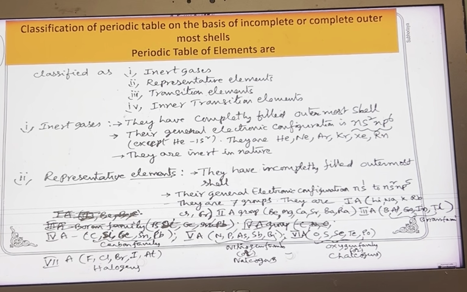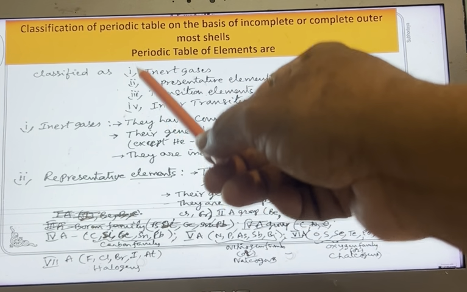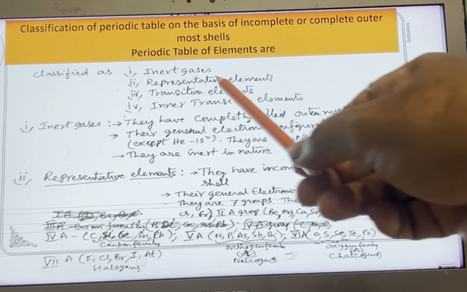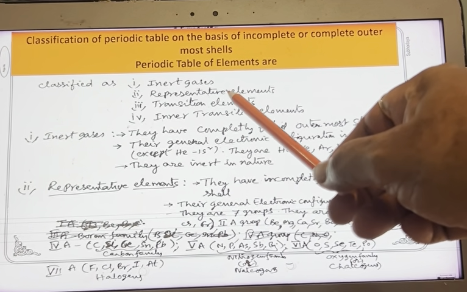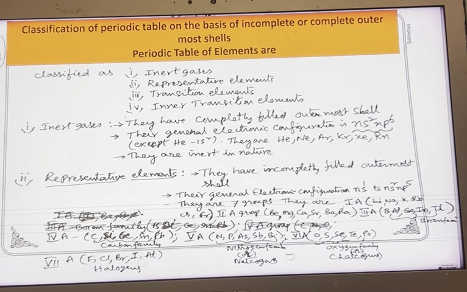If only the outermost shell is incompletely filled, those are called representative elements. If the outer two shells are incompletely filled, they are called transition elements. If the outer 3 shells are incompletely filled, they are called inner transition elements. On the basis of incompletely or completely filled outermost shells, they can be classified into 4 types. First type is inert gases, second is representative elements, third is transition elements, fourth is inner transition elements.